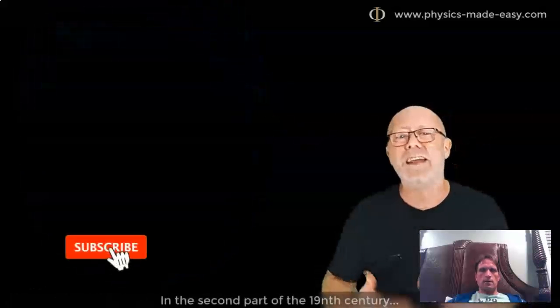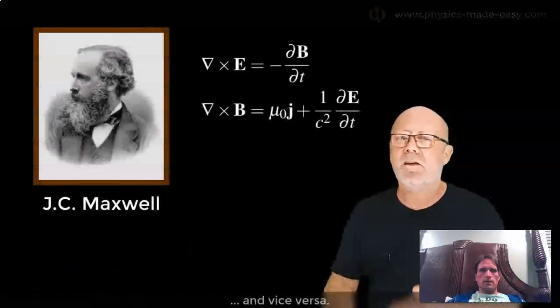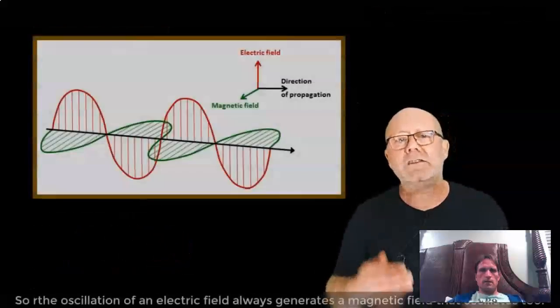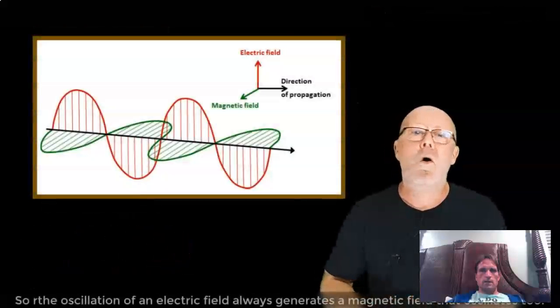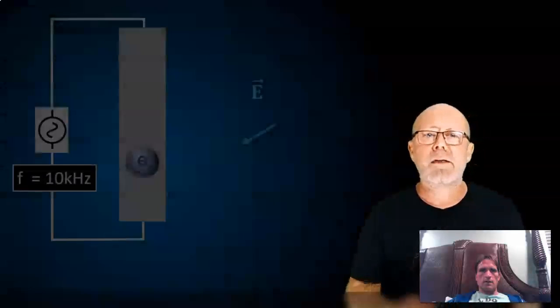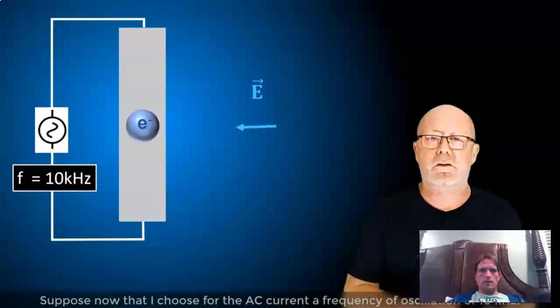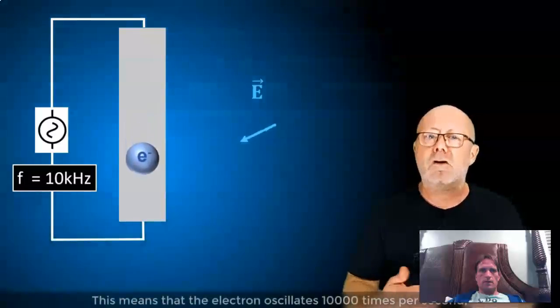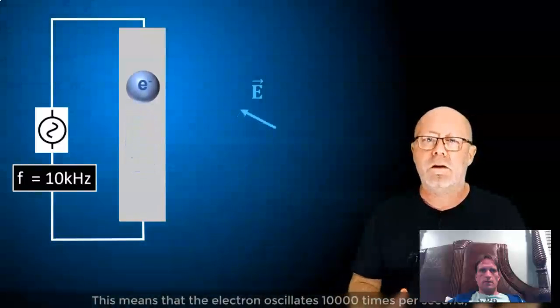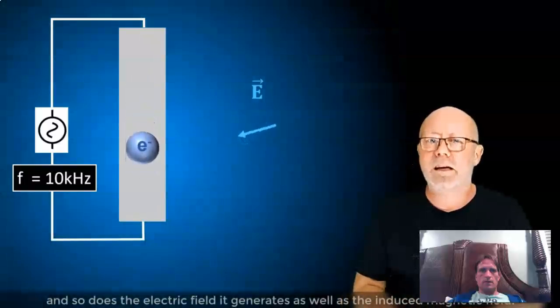In the second part of the 19th century, Maxwell showed that a changing electric field generates a changing magnetic field and vice versa. So the oscillation of an electric field always generates a magnetic field that oscillates too. Let's go back to our electron. Suppose now that I choose for the alternative current a frequency of oscillation of 10 kHz. This means that the electron oscillates 10,000 times per second. And so does the electric field it generates, as well as the induced magnetic field.